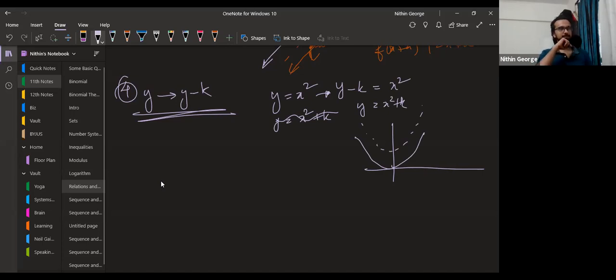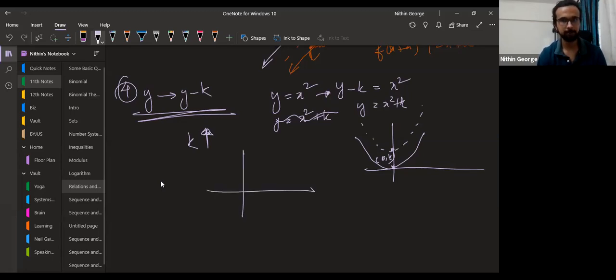Are you guys getting this? This point is necessarily 0 comma k. You put x equal to 0, you get y equal to k. So the origin moves, and the graph moves k units upwards. Did you understand why this works? I move the k to that side, the value of y increases.